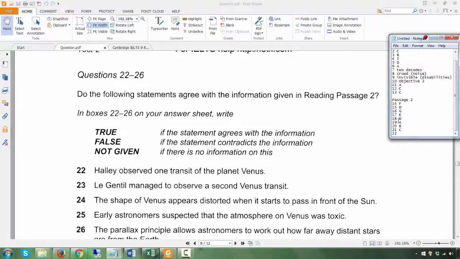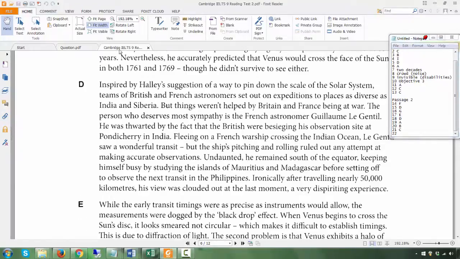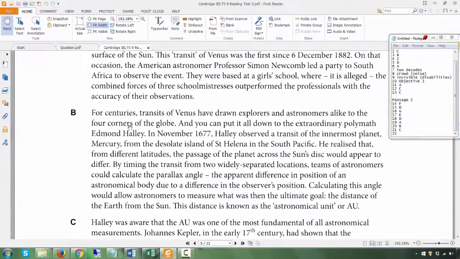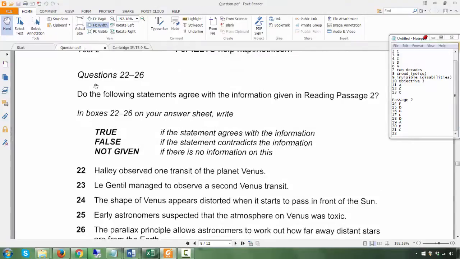Halley observed one transit of the planet Venus. Now, is that true, false or not given? Let's go and have a look at the passage. Here it talks about Halley observing a transit of the innermost planet Mercury. Venus? No, Mercury. Okay, so that's false.